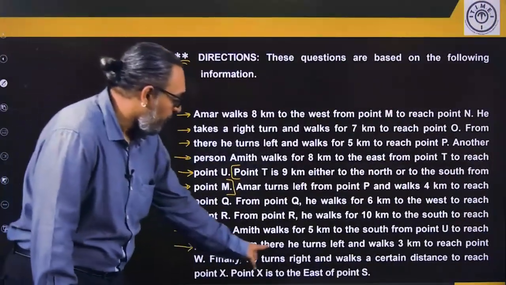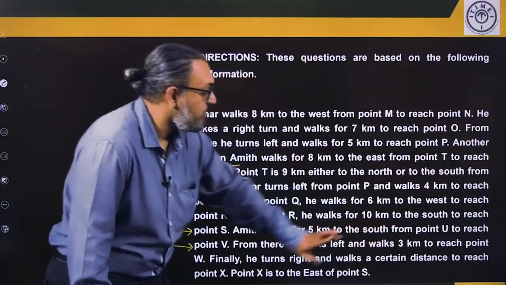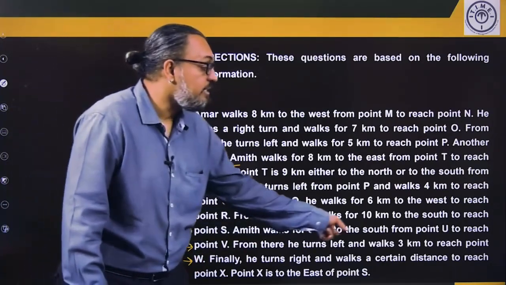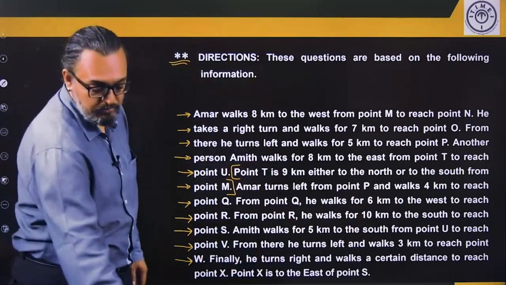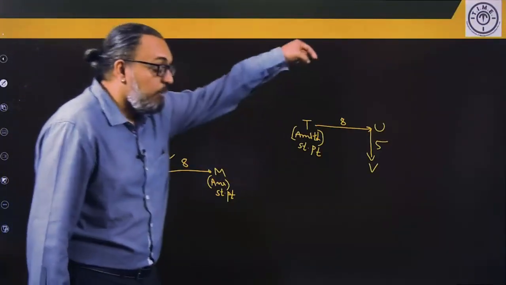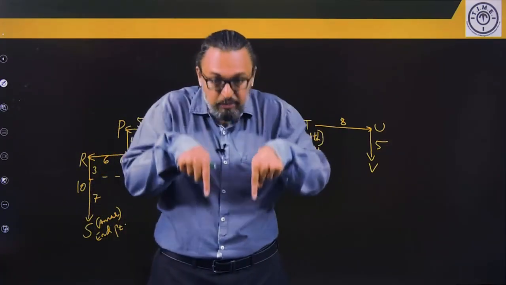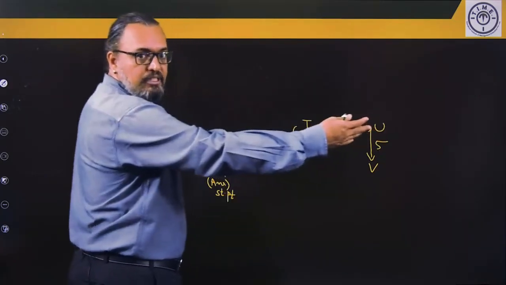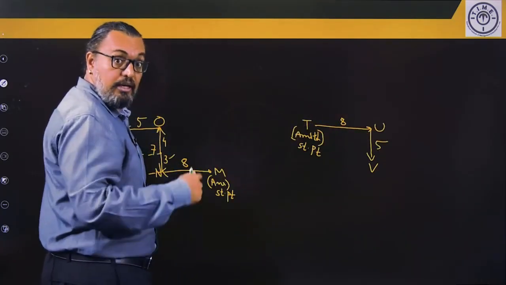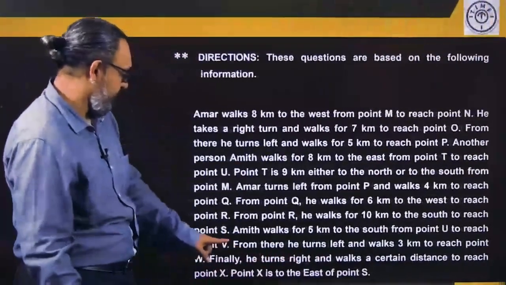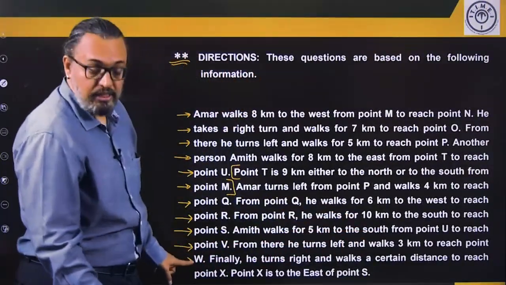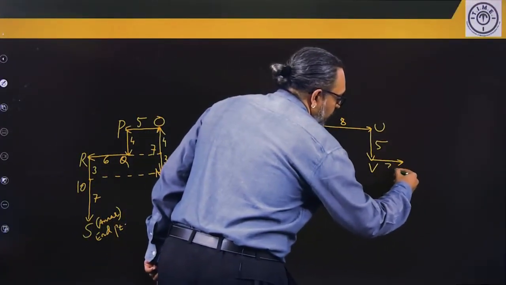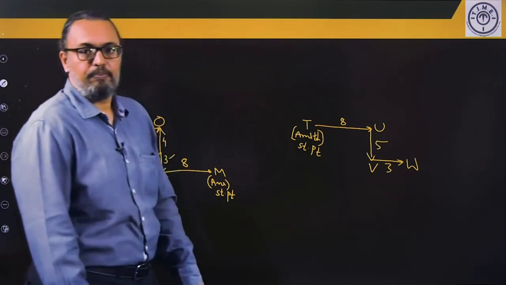Then from there he turns left and walks 3 kilometers to reach point W. So from south he is turning left. See, imagine you are moving down. Left is our right side, correct? Our right side, which is the east. Understanding the point? Left, and he is traveling for 3 kilometers to reach W.